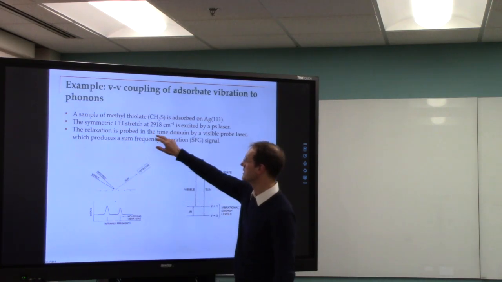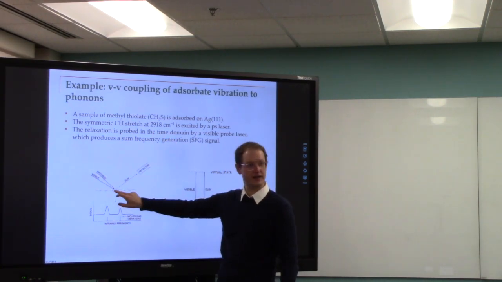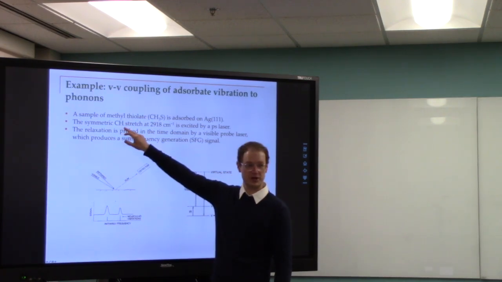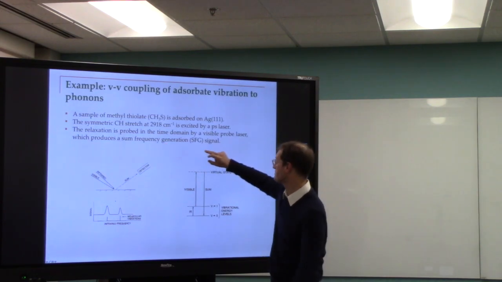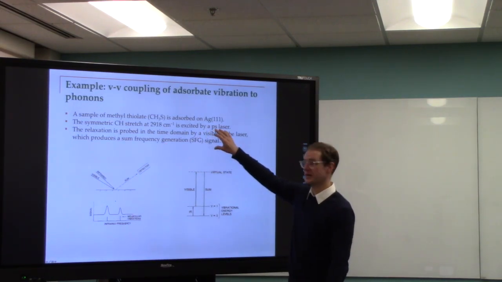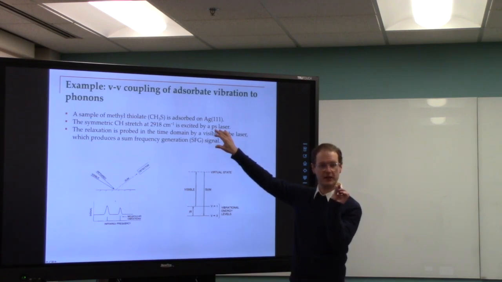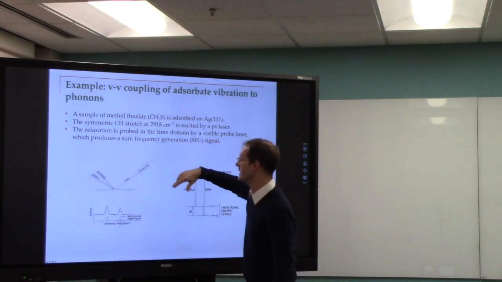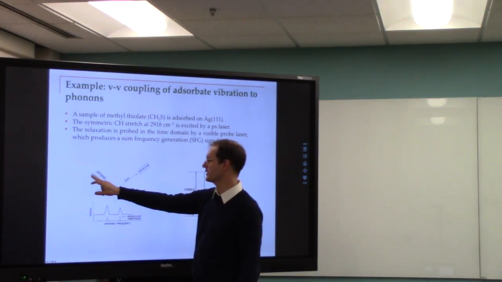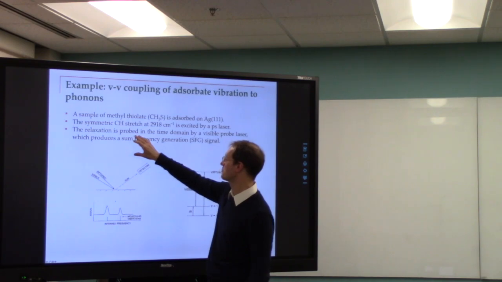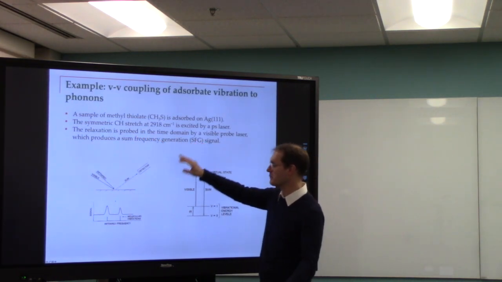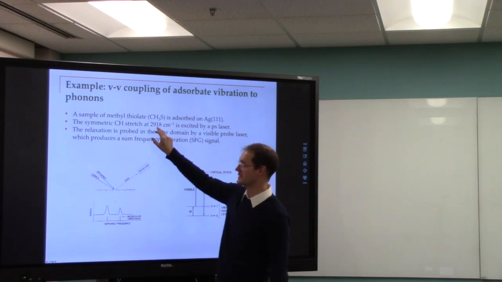So there's a pump laser, an infrared pump laser that comes in, and it excites the CH stretch of the molecule, which is at just a little bit less than 3,000 reciprocal centimeters. And that's excited by a picosecond laser pulse. So with these picosecond laser pulses, we can see dynamics that occur on a picosecond time scale. And then you come in with a second laser in the visible, and that laser also has a picosecond pulse length, and it's used to probe in the time domain the excitation in the CH stretch.